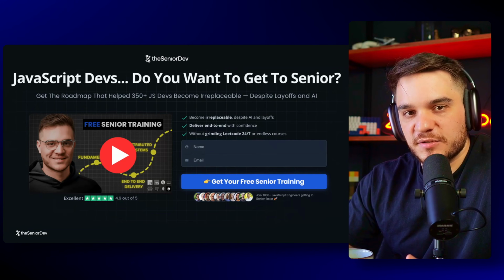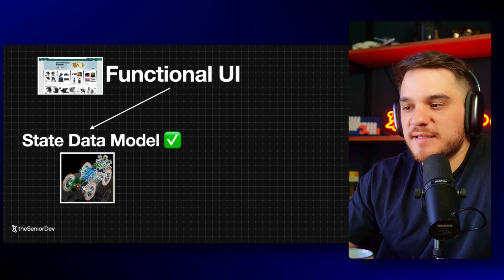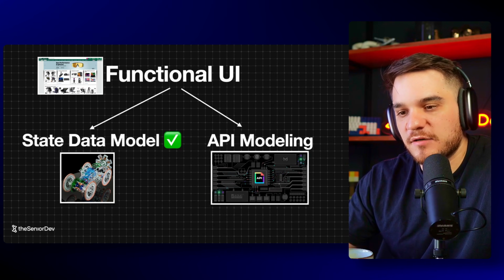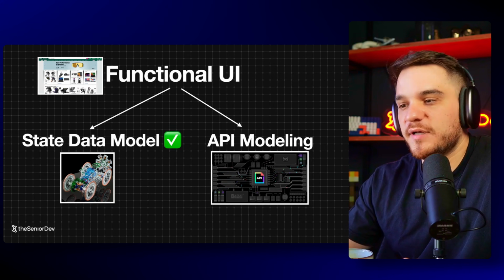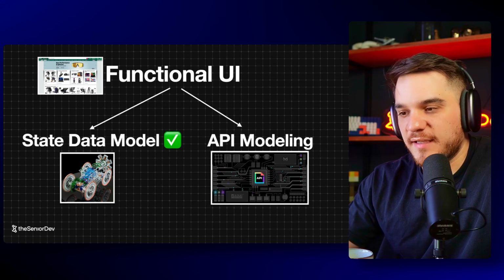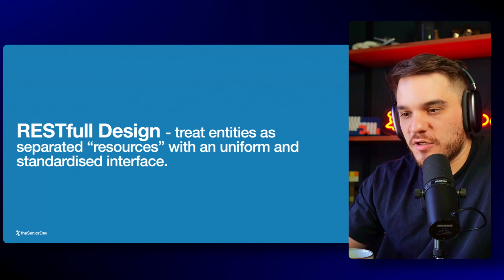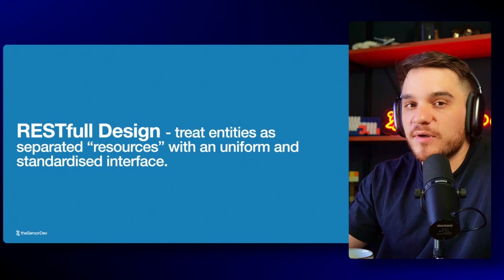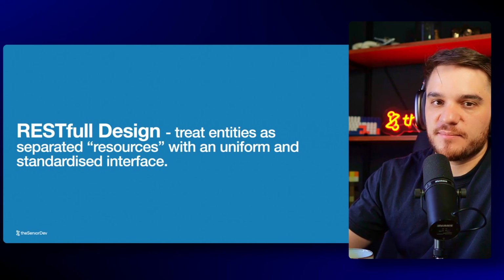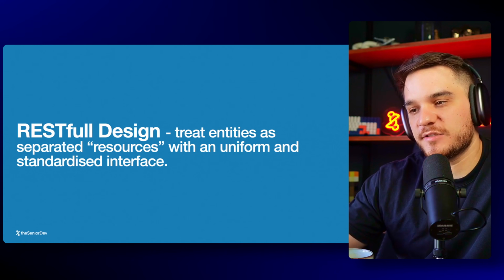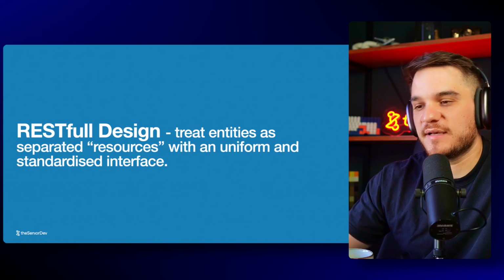Now that we have a state data model, let's talk about API modeling. So how do we translate that state into requirements for our backend API? And to do so, we will focus first on a RESTful version of our entities. So basically, we look at those entities like product and product brand as REST resources with a uniform and standardized interface.